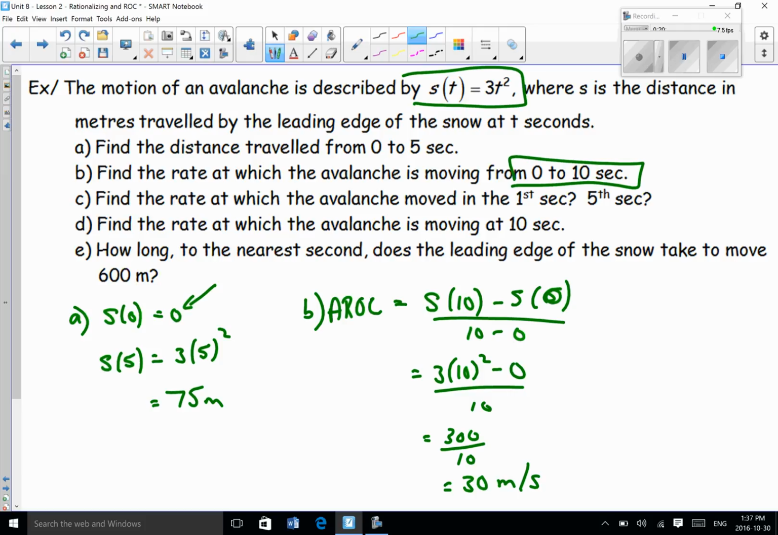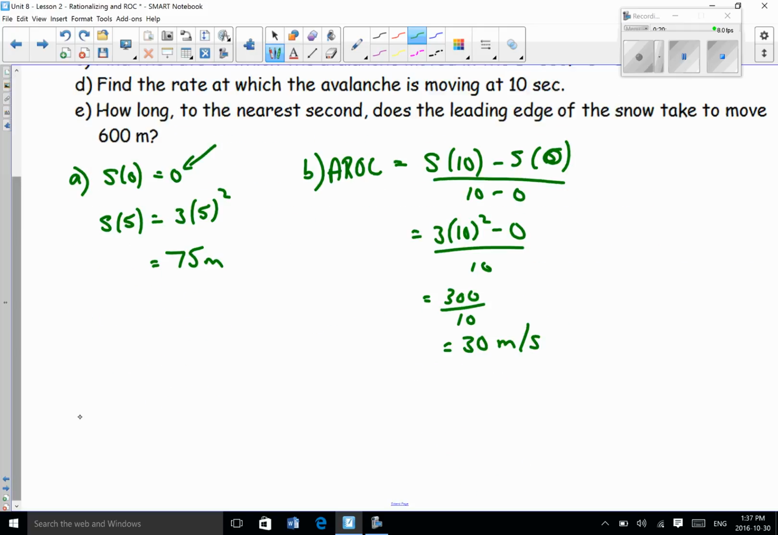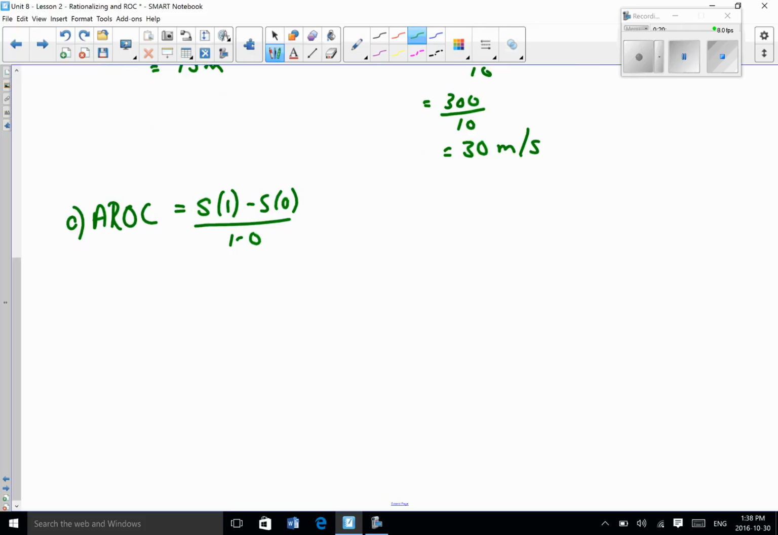Okay. Find the rate at which the avalanche moved in the first second. So the first second would be from 0 to 1. Because again, I have two different points in time, and I have AROC. So the first second would be S1 minus S0. So S at 1 would be 3 times 1 squared. We already know S at 0 is 0. This is going to be 1.